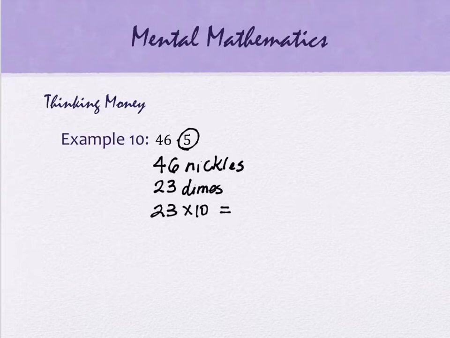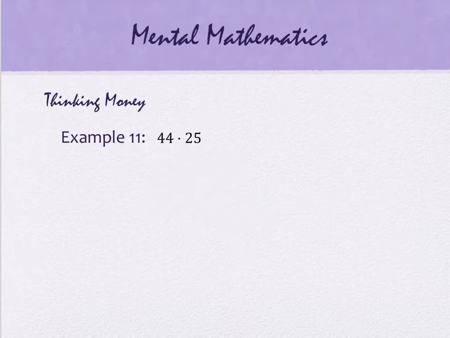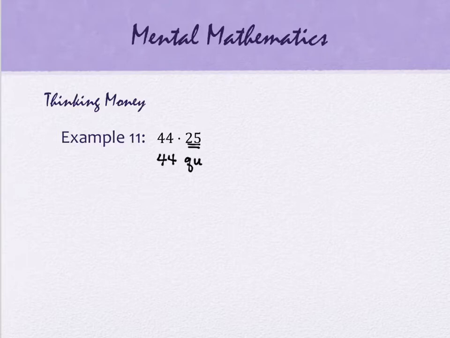And what is 23 times 10? 230. Super nice, right? Turning nickels into dimes. If I can turn nickels into dimes, what do you think I might do with the number 25? It is a quarter, you bet. So this is equivalent to having 44 quarters.